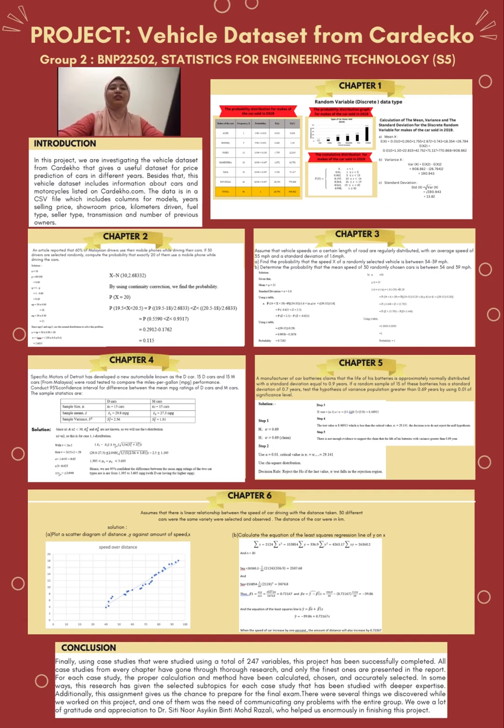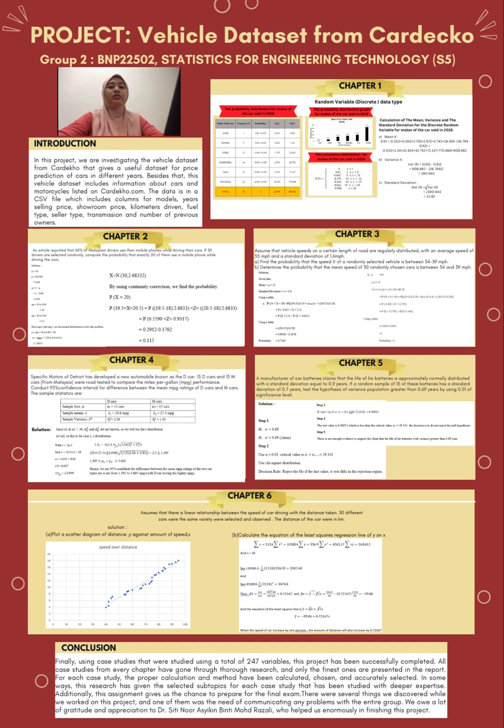Hi, now I'm going to present to you the case study of chapter 5. The question is, a manufacturer of car batteries claims that the life of his batteries is approximately normally distributed with a standard deviation equal to 0.9 years. If a random sample of 15 of these batteries has a standard deviation of 0.7 years, test the hypothesis of population variance greater than 0.69 years by using 0.01 significance level.